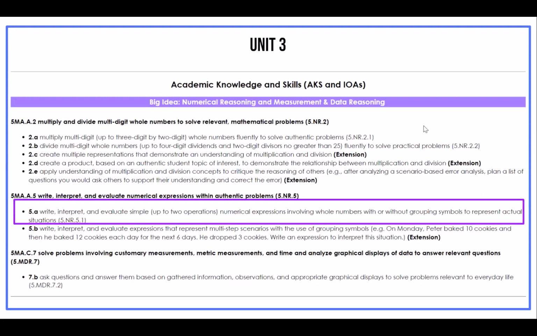AKS 5MA.A.5 has 1 IOA, 5A, which was previously clustered in Unit 1 when students explored the concept of volume. IOA 5A focuses on writing, interpreting, and evaluating numerical expressions, up to 2 operations, with whole numbers, with or without grouping symbols to represent actual situations. This IOA is clustered within Unit 3 and also taught in isolation.